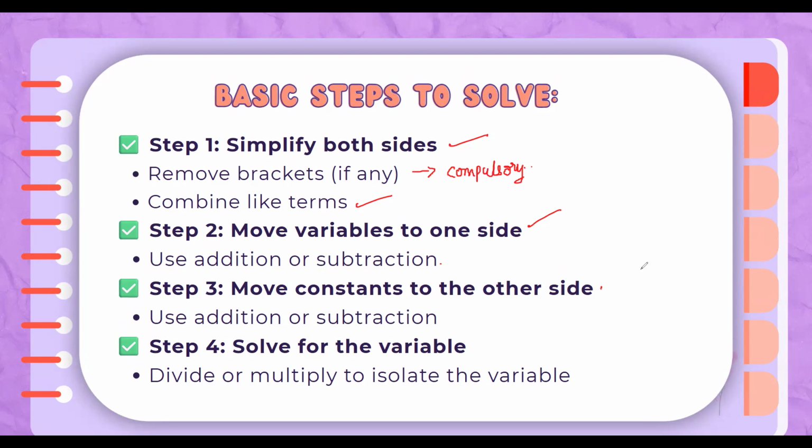Step 3 is to move constants to one side. As you move variables like x, a, y, z all to one side, now you'll move the constants, which are 1, 2, 3, 4, to the other side. Then step 4 is to solve for the variable. Divide or multiply to isolate the variable. Now, as you have simplified the sides and moved variables to one side and constants to another, you can solve for the variable easily and peacefully.